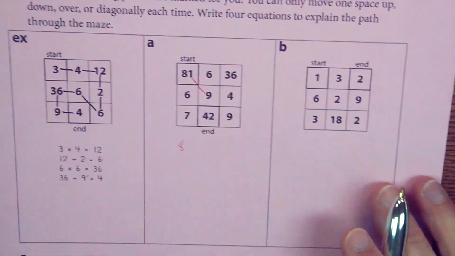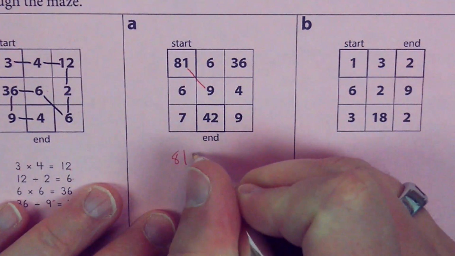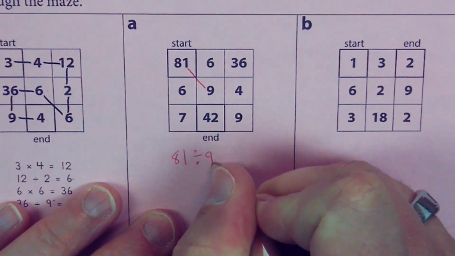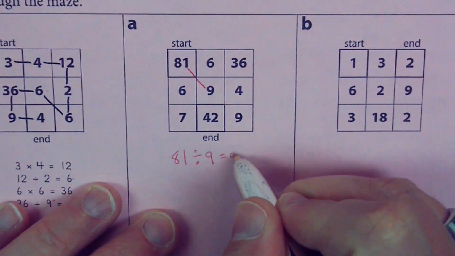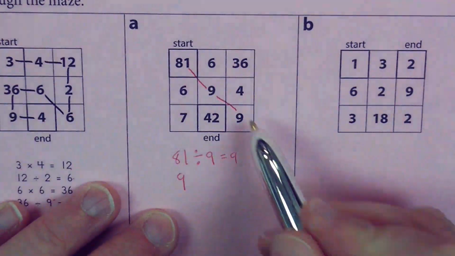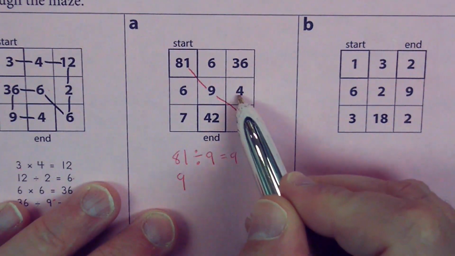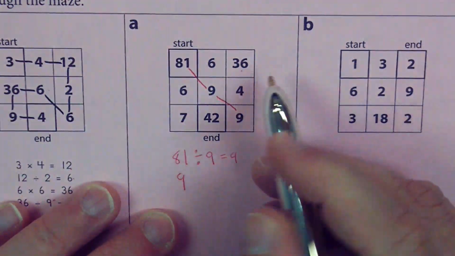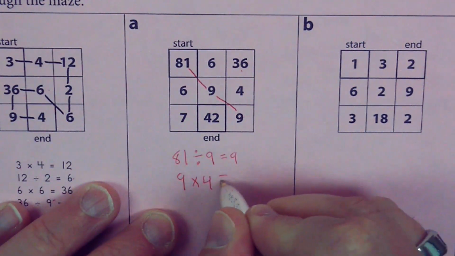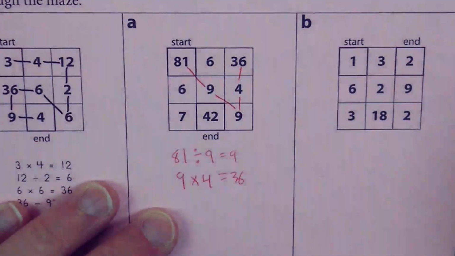Maybe I'll zoom in just a bit. If I take 81 and I divide it by 9, my answer is 9, so that takes me over here. My next problem is going to start with a 9. 9 times 4 is 36. So I can take the 9 to the 4 and the 4 to the 36.